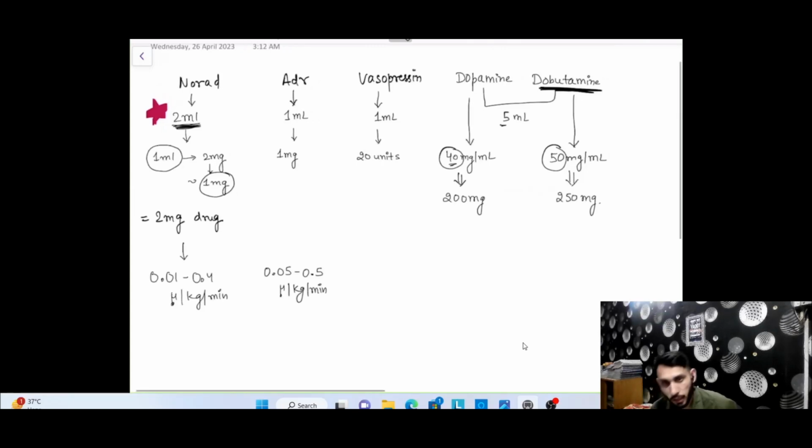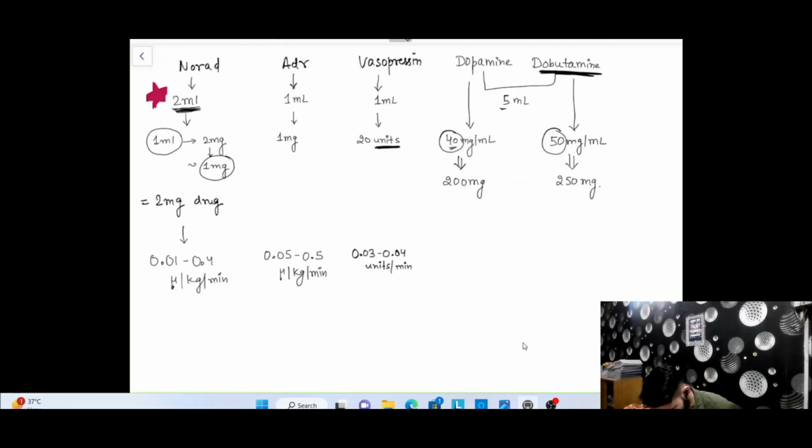All right. With vasopressin, as we know it comes in units, so we won't remember it per kg body weight. We'll just remember how many units should be going per minute. So this will be 0.03 to 0.04 units per minute. This is the dosage for vasopressin.